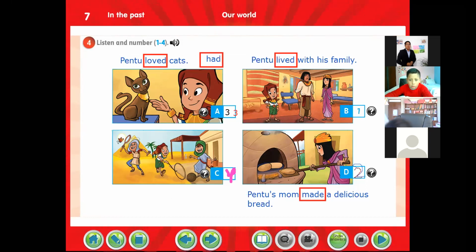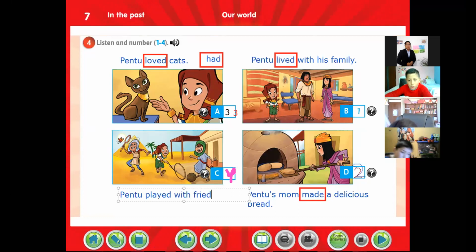And for the last, number four, Julián, what is the sentence? Pentu play with friends. Play or played with friends? Yes, very good, Julián. Thank you. Played with friends. They played. The past tense, you see?